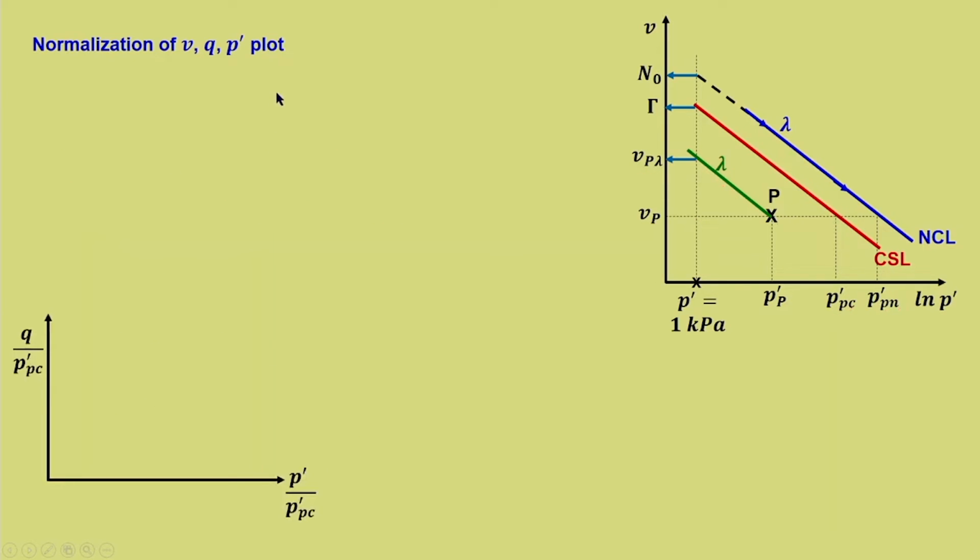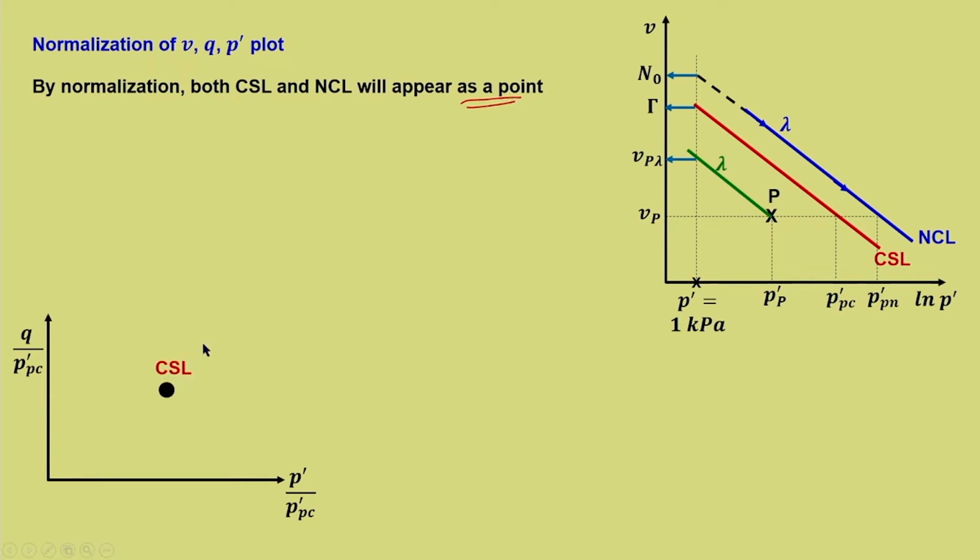Now when you normalize the whole of the VQP dash plot, how does it look? Let us normalize with respect to P upon P dash PC and P dash upon P dash PC. Now, how does it look? By normalization, both the critical state line and NCL will appear as a point. Instead of a line, it becomes a point.